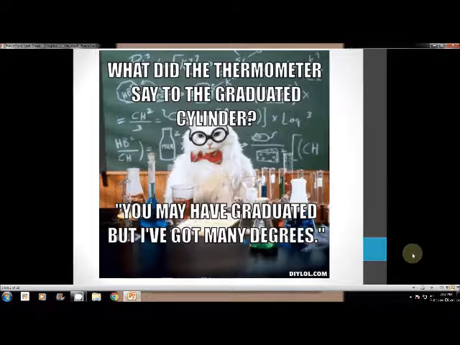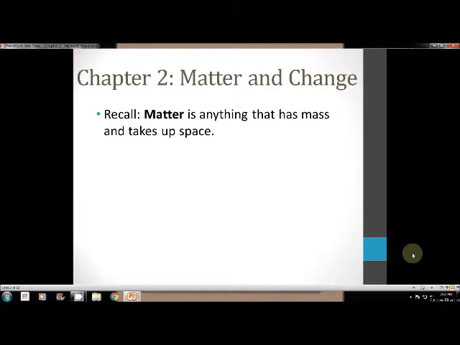We're going to get on to Chapter 2. Chapter 2 is all about matter and change. So I hope that you got a good chuckle from my chemistry pun from our lab equipment days.